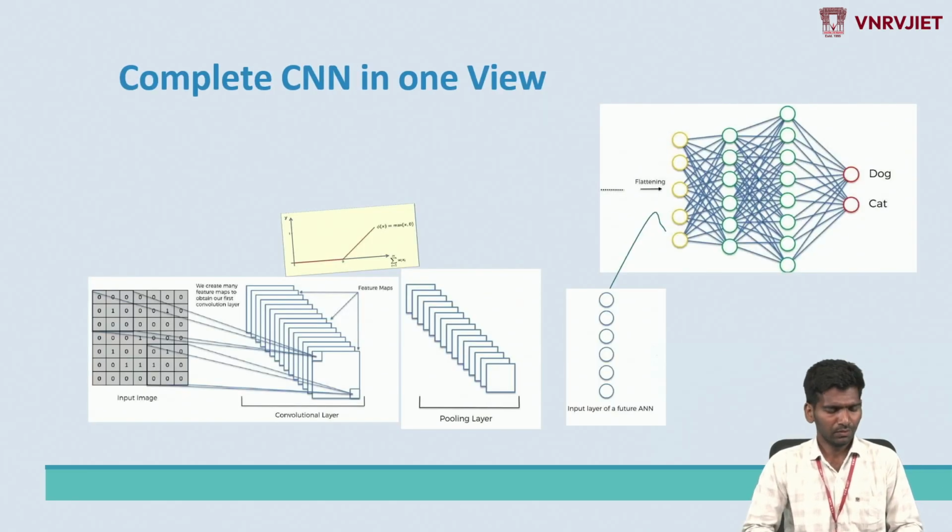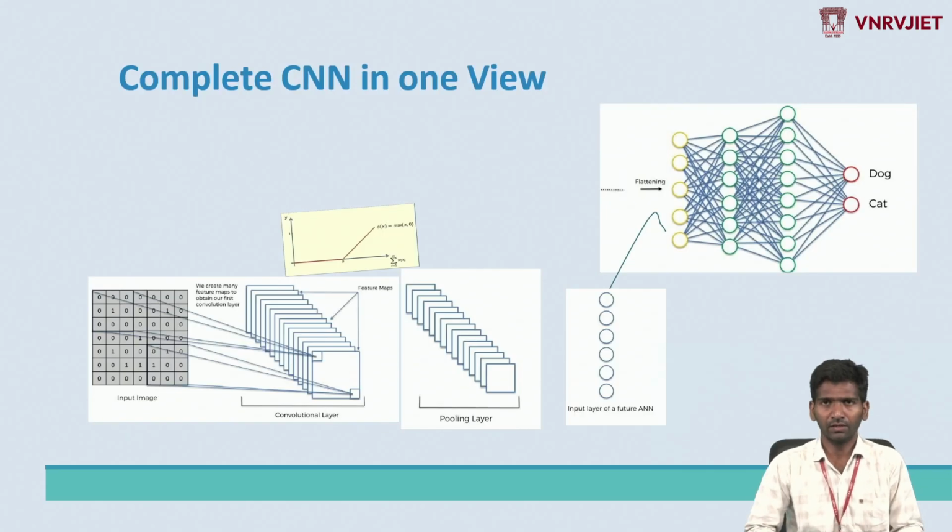So that's it for this concept. I hope you understood: the first step is convolution, the second step is pooling, the third step is flattening, and the fourth step is the fully connected network in CNN. These are the 4 steps that happen in CNN. I hope you understood. Thank you all.